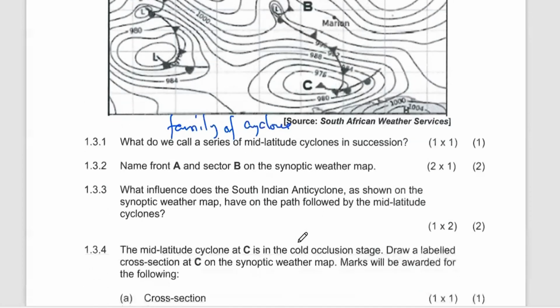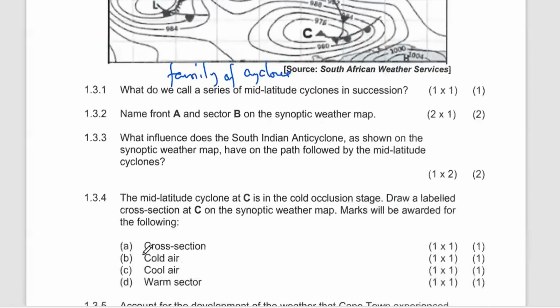Right, name the fronts A and B on the synoptic map. What differs between those types of fronts, we must just figure out. If we check, our nature of the front is like this. And if we see this symbol, it means this is a cold front. And if our front has this symbol, which is more like a semicircle, it means that is a warm front. Right. Moving on to the next question.